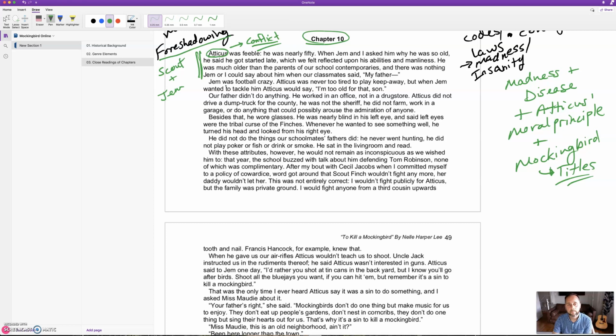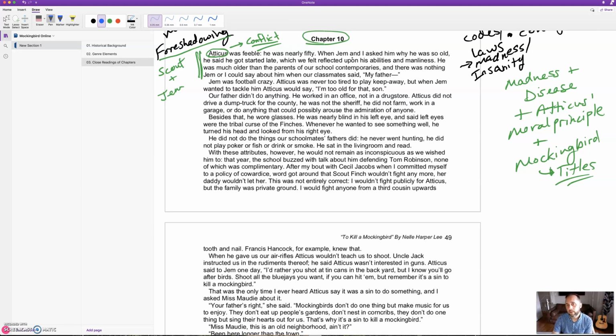So Atticus was feeble. He was nearly 50 when Jem and I asked him why he was so old. He said he got started late, which we felt reflected upon his abilities and manliness. He was much older than the parents of our school contemporaries, and there was nothing Jem or I could say about him when our classmates said, "My father."